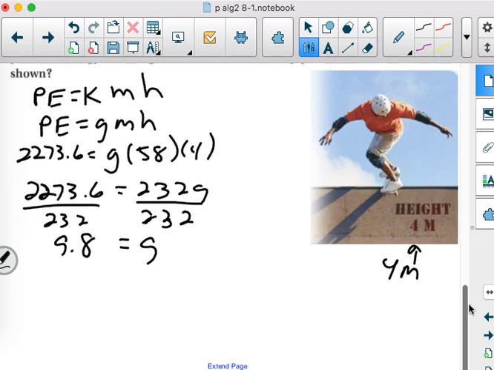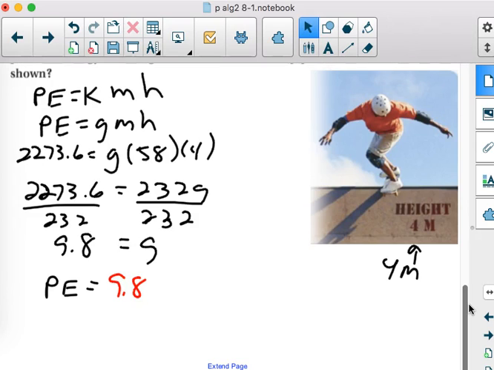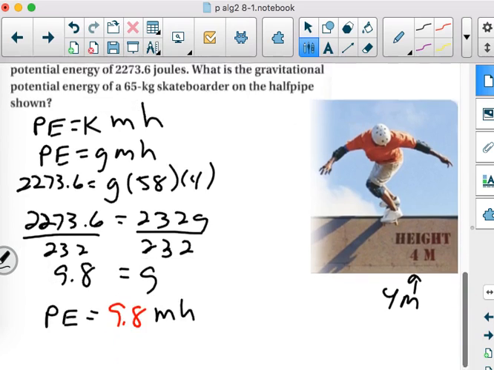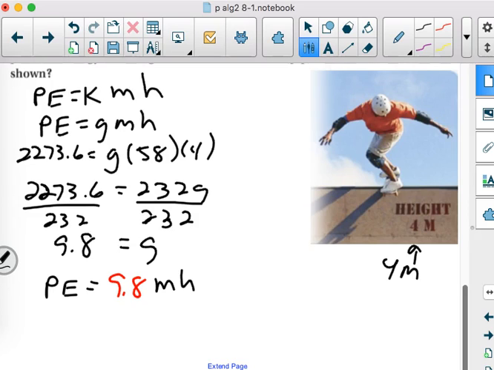So now we're going to put that back in our formula up here. PE equals 9.8 mH. And now we'll go answer whatever they want about the other guy. There's another person up here that weighs more. It says, what's the gravitational potential energy of a 65 kilogram skateboarder on the exact same apparatus? Which means it's still a 4 here. So, do that with your partner. Put the 65 in, put the 4 in, find out how many joules of energy.